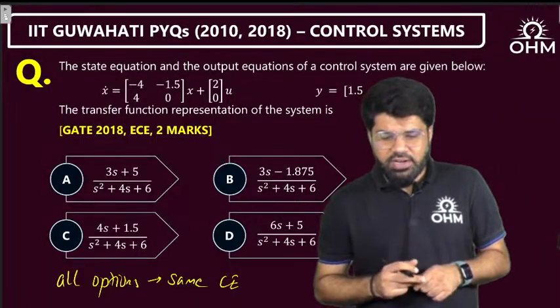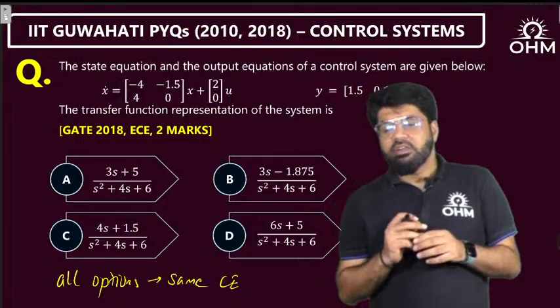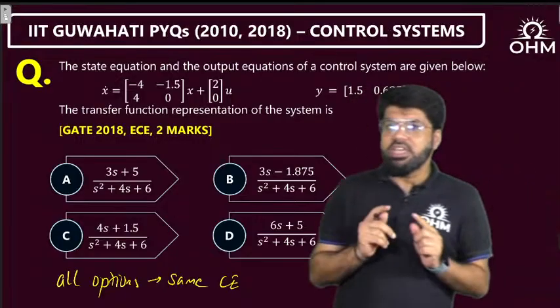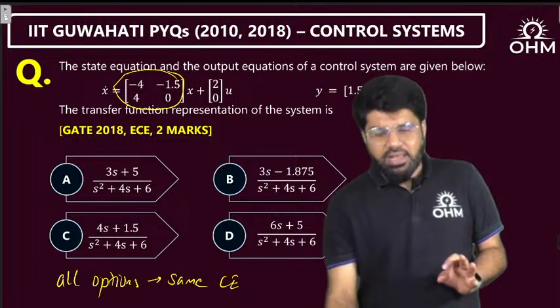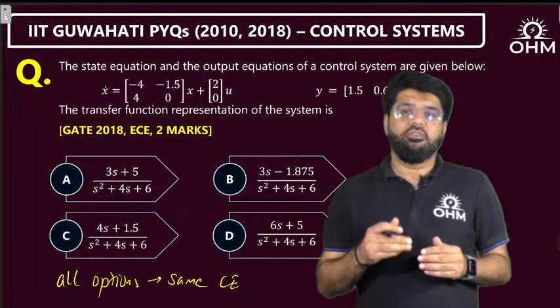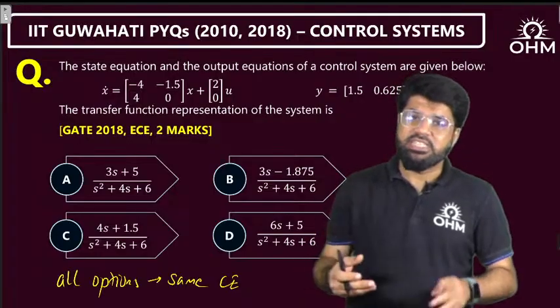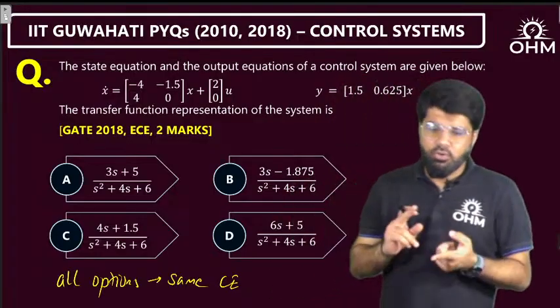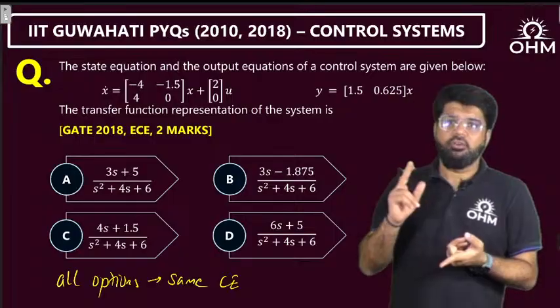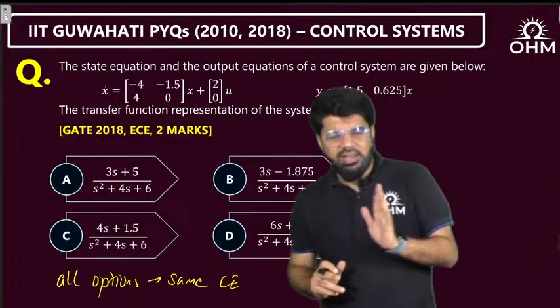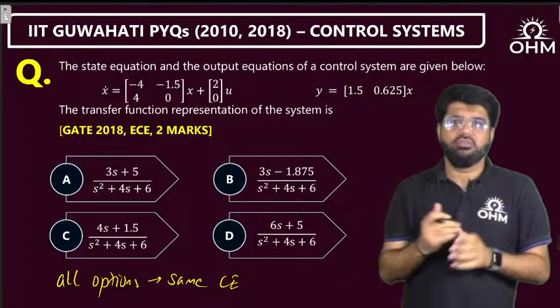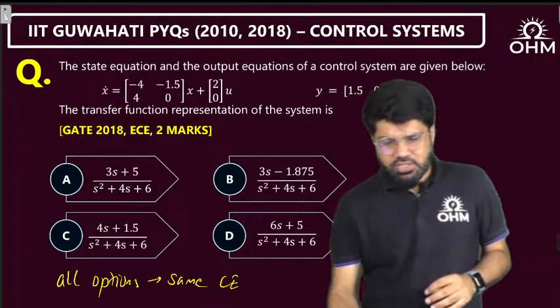So how do you find the transfer function? Before you apply the formula of transfer function, you see if there is any standard form. If the system is in a standard form like CCF, OCF, DCF and JCF, these 4 standard forms you study: controllable canonical form, observable canonical form, the Jordan canonical form, diagonal canonical form, then you can directly write the transfer function by the knowledge of those models. Here it is none of the standard forms.